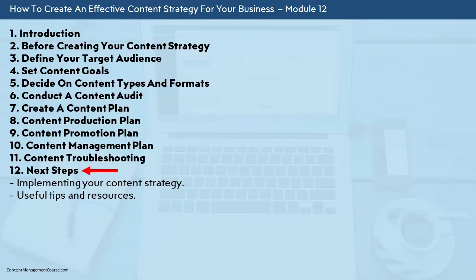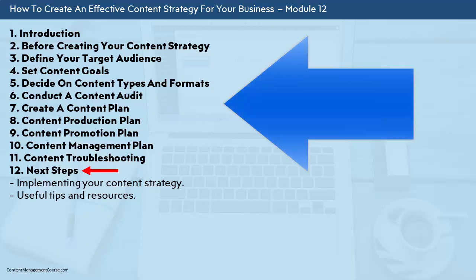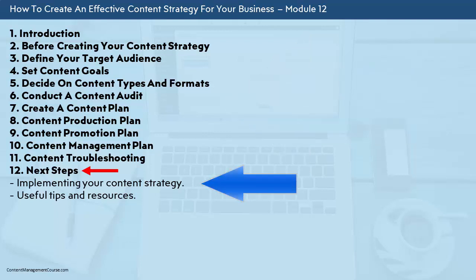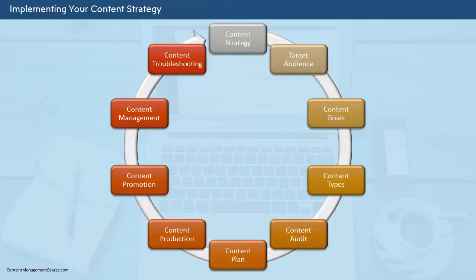In our previous lessons, we covered all the steps we need to develop a strategy that will allow us to create, promote, and manage our content effectively. We also looked at how to troubleshoot any problems and issues that can affect our content's performance and results. In this final lesson, I want to recap what we have covered in this course, talk about the next steps to take after creating a content strategy, and provide links to additional information and useful resources.